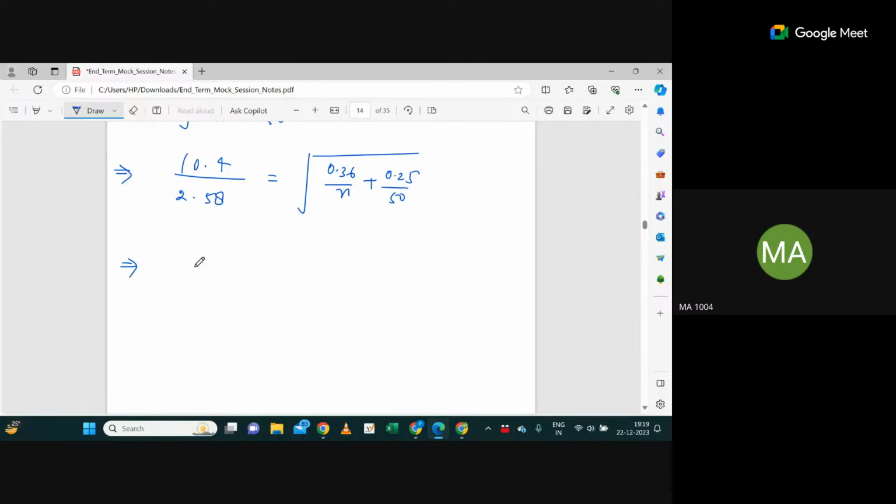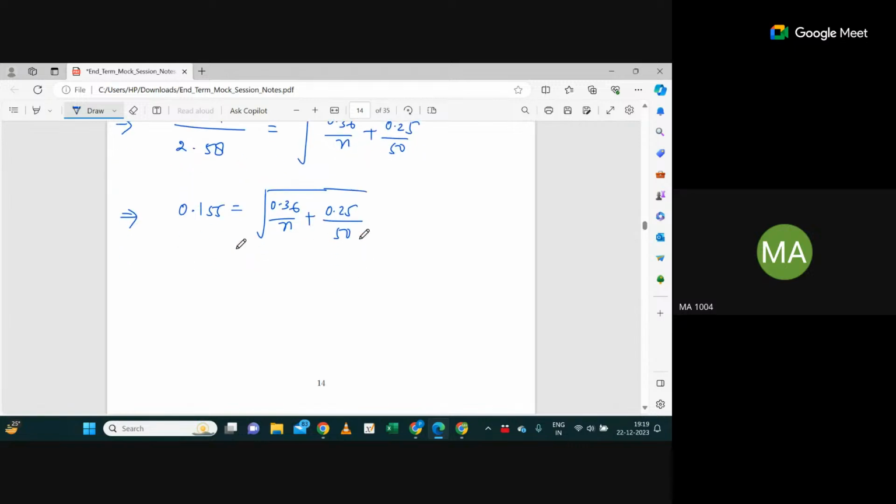What is the value of 0.4 divided by 2.58? Anyone? 0.155. Okay, fine. So this is the thing. Don't worry about that much calculation. There will not be any question with that much calculation. But we have to try to understand here.